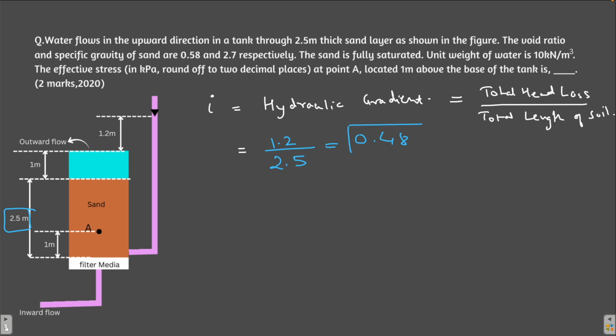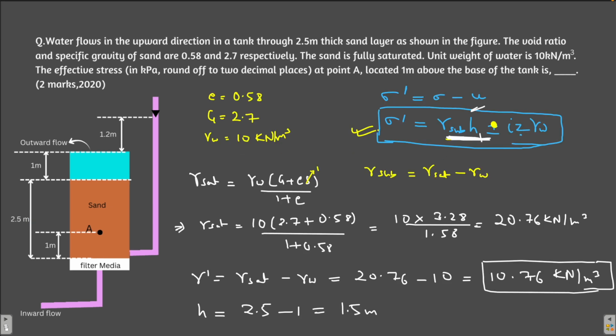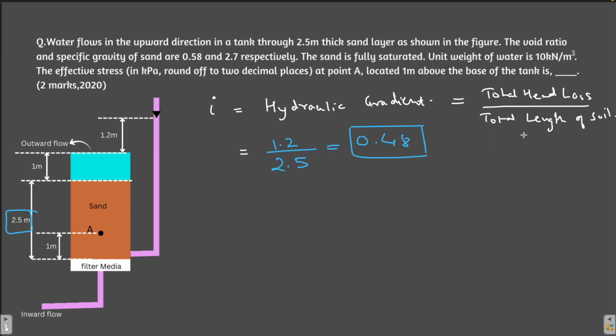Now we have got I. Now what is the value of Z? See, what is Z here? Z is the distance traveled by the water in the soil at the point on which we have to calculate the effective stress. Z is the distance traveled by water in the soil. It is not the total distance. Let me write it down: distance traveled by water in the soil at the point of calculation of effective stress.